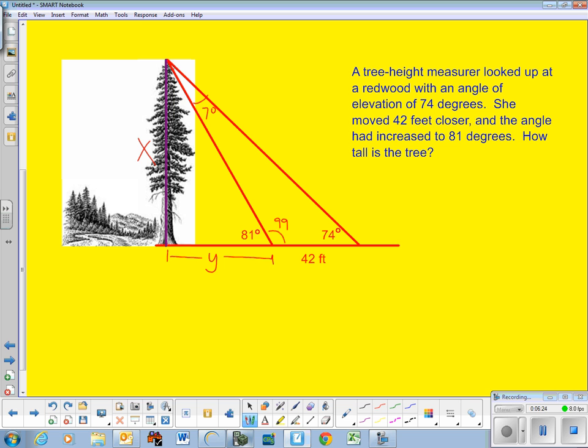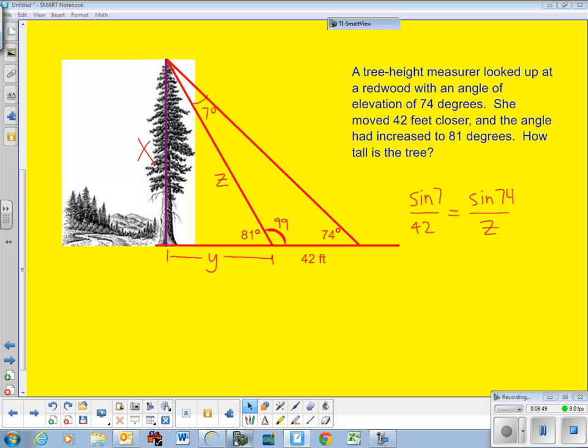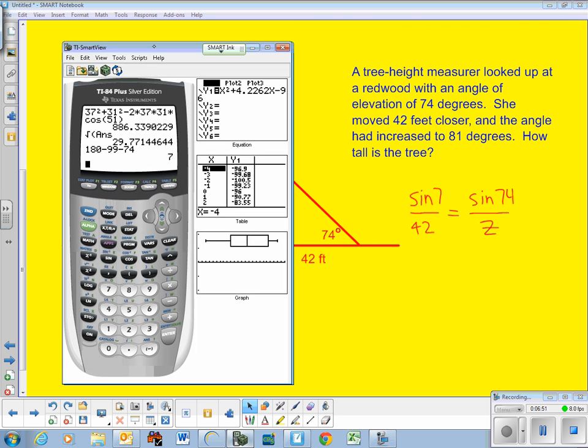And just a minute ago, I got that 99, by the way, because it needs to add up with 81 to make 180, to make the straight angle across the bottom. So how about this? What if I go sine of 7 over 42, and I'm going to call this side right here z, equals sine of 74 over z. All right, so solving this proportion would look like this.